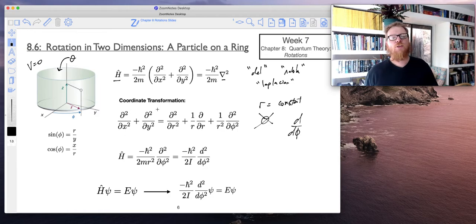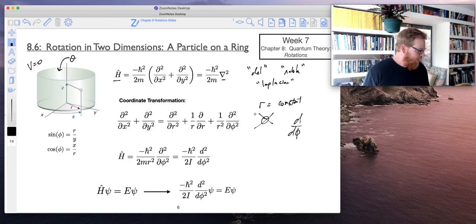And here's why. Through standard manipulation using these relationships, that the sine of phi is y divided by r, and the cosine of phi is x divided by r, so this is from SOHCAHTOA, then the two-dimensional del squared in x and y becomes the second derivative in r squared plus 1 over r times the first derivative partial in r plus 1 over r squared times the second derivative in phi. I'm not going to hold you responsible for doing that manipulation because it is a standard coordinate transformation. And at first it looks really nasty. Like, what are we going to do with all these things?